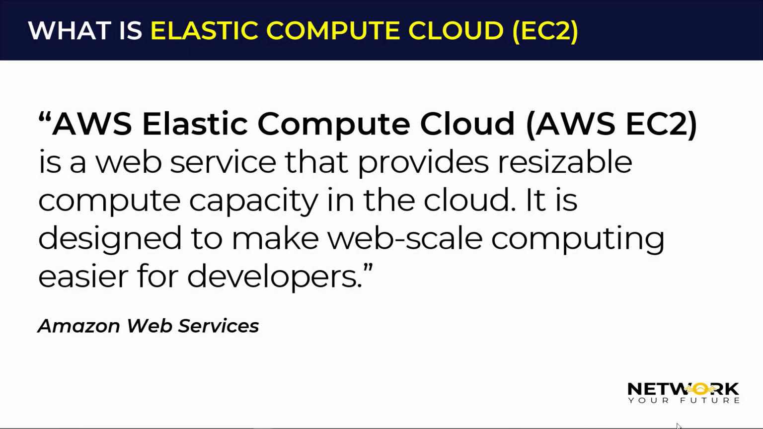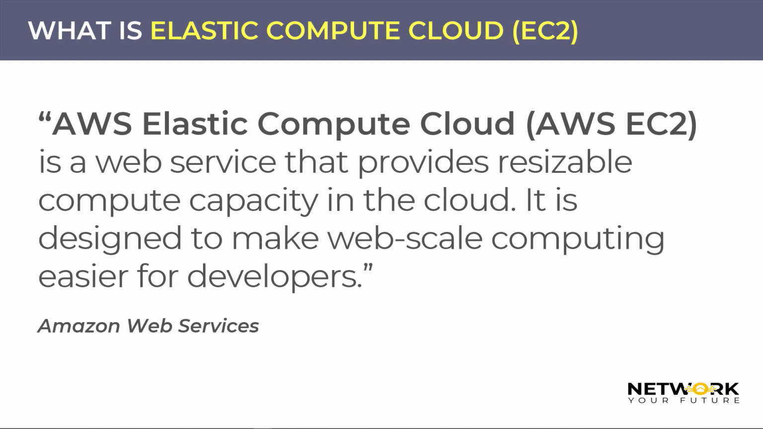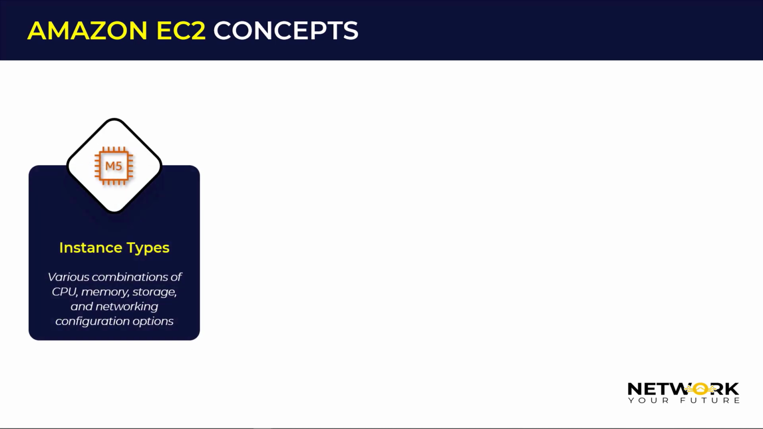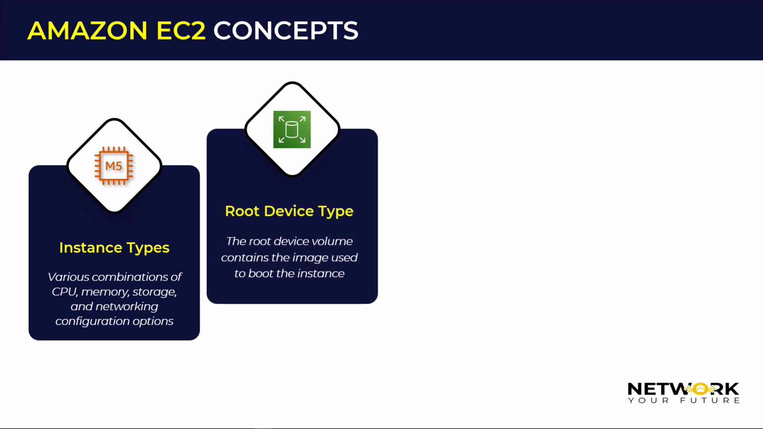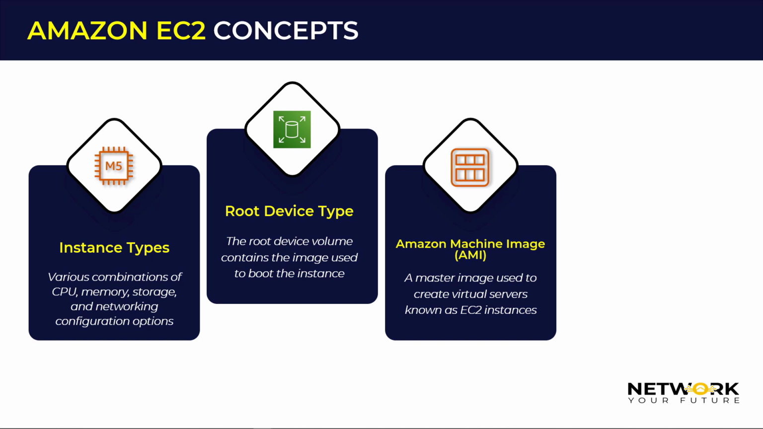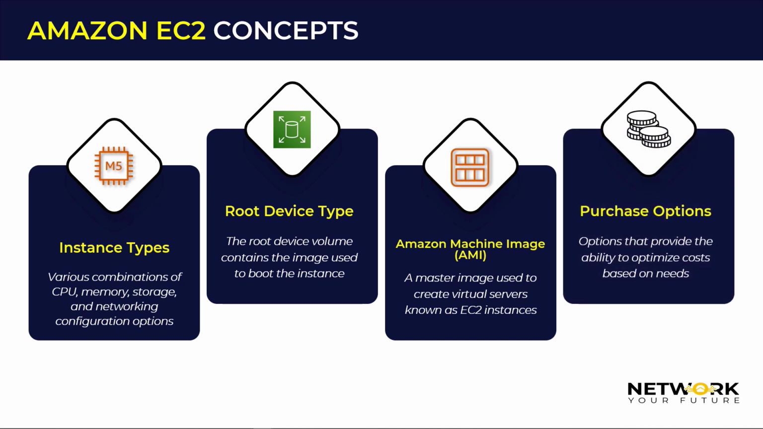AWS EC2 is a web service that provides compute capacity in the cloud, and it's designed to make web-scale computing easier for developers. Next, we're going to discuss the primary EC2 concepts that you need to understand before launching an EC2 instance in the cloud. First, we need to understand the various instance types, then the two different root device types. Next up is the Amazon machine image, which plays a huge role, and finally, the different purchase options.